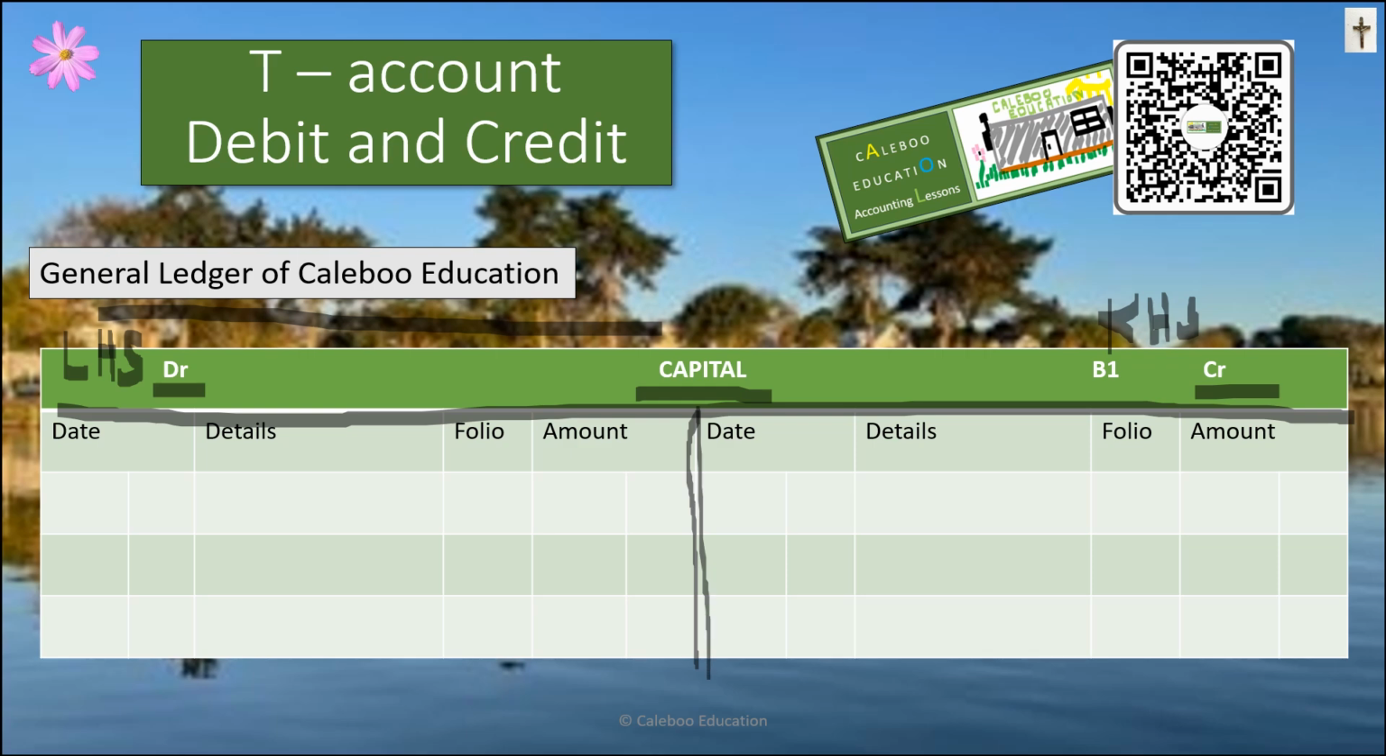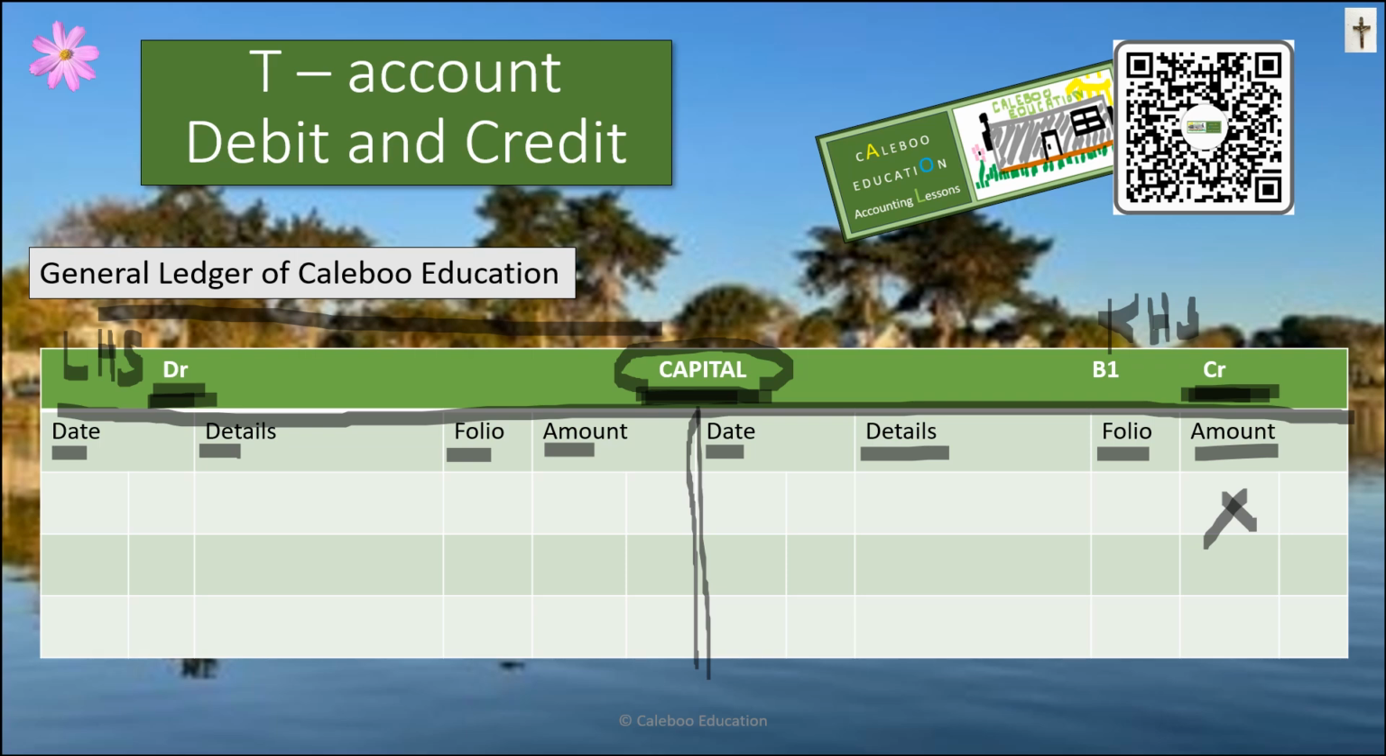So we have column headings in this general ledger account, capital, for date, details, folio, amount. And on the right-hand side the same: date, details, folio, amount. When a transaction happens, say for example the owner puts money into the business, the owner's account to record that is capital. The account will either be debited or credited. So the entry, according to the rules, by the way, this one will go in the credit side, but I'll explain the rules a little bit later.